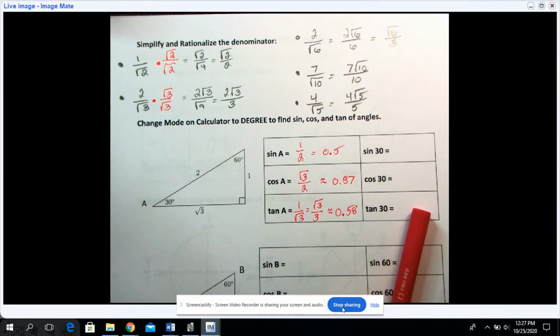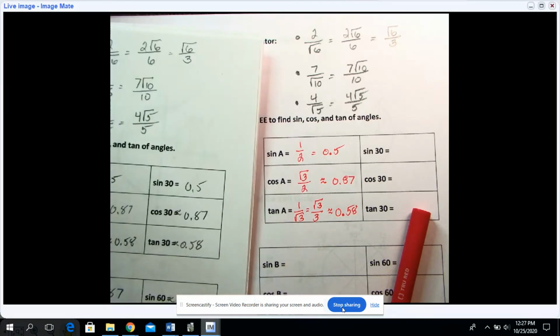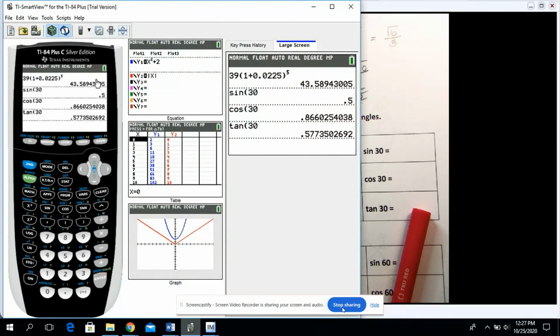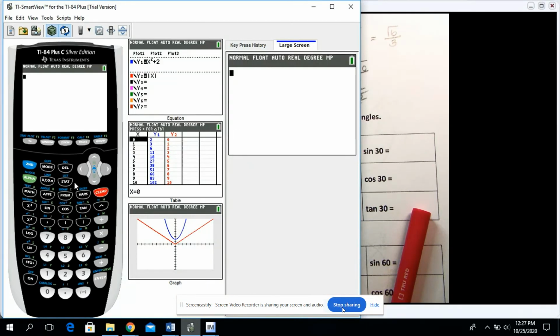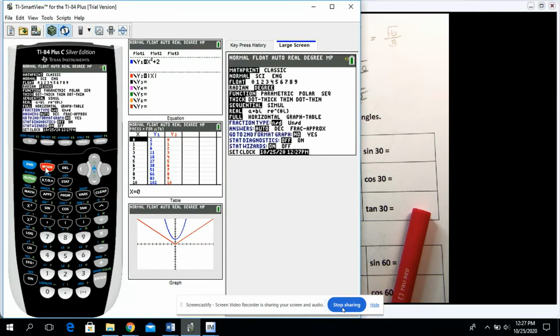All right, on your Chromebooks, if you go to the graphing calculator, and if I go to mode, I already changed it on this one, but you'll have to arrow down with your keypad. Normally it'll be on radian, so normally radian will be highlighted. So just arrow over, arrow down, arrow over, and then hit enter so it's highlighted.